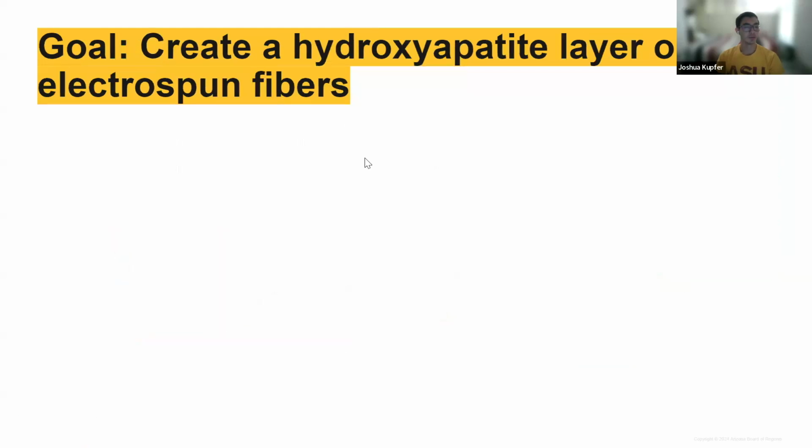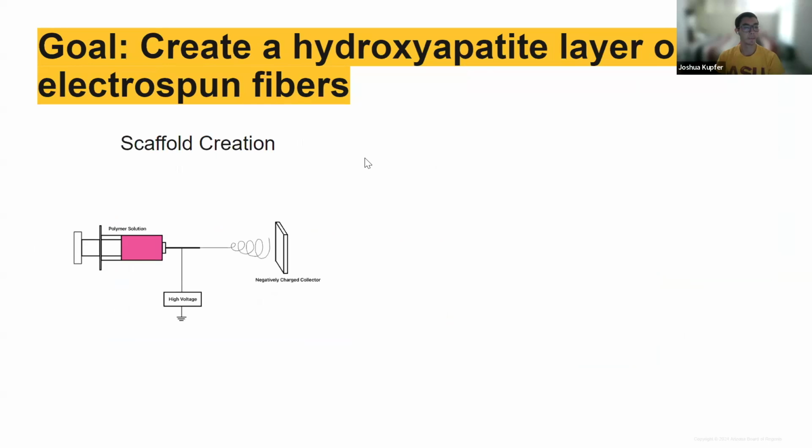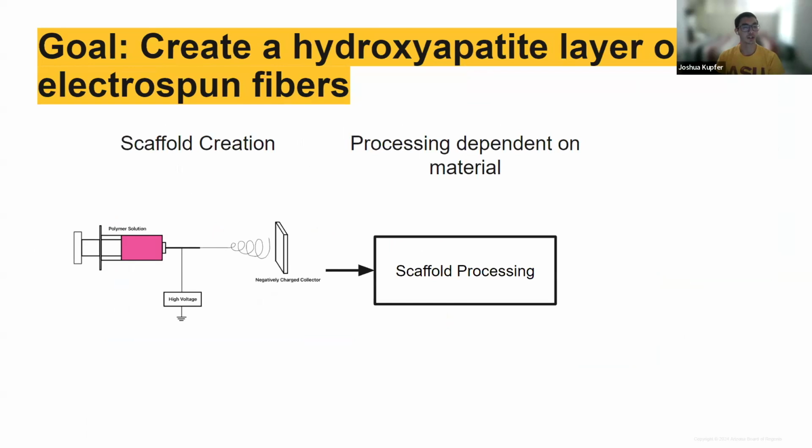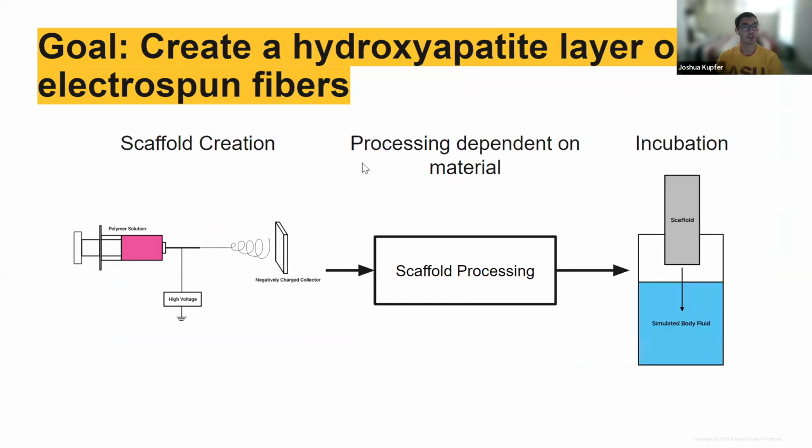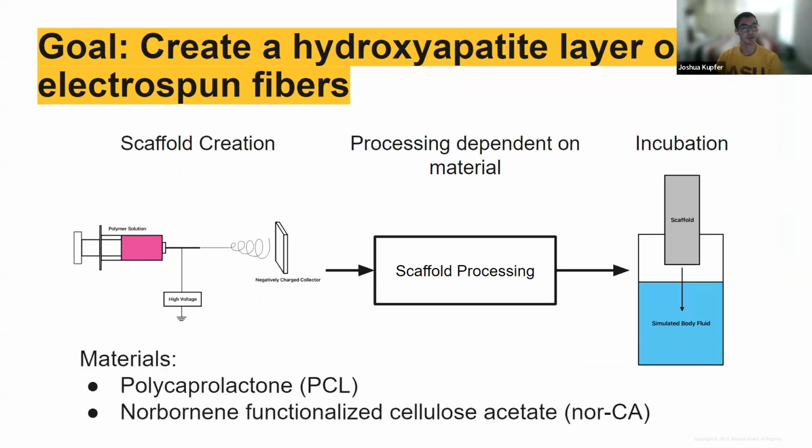Our overall goal is to create a hydroxyapatite layer on electrospun fibers. The first step of the process is scaffold creation via electrospinning. This will be followed by processing steps dependent on the scaffold's material, and the last step is incubating the scaffold in simulated body fluid. The materials being used are polycaprolactone, or PCL for short, and norbornene functionalized cellulose acetate, or NORCA for short.